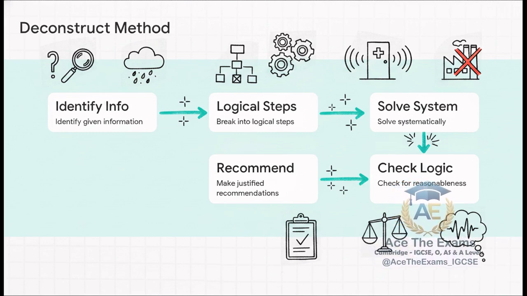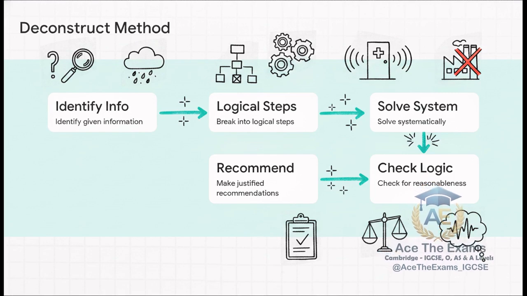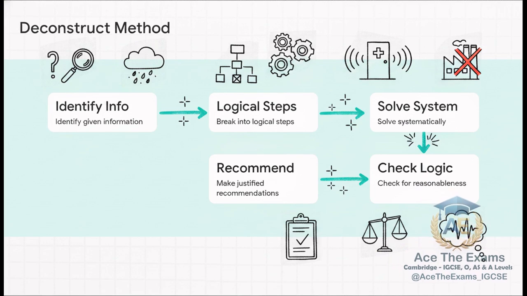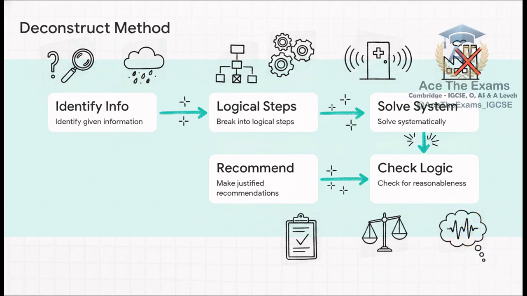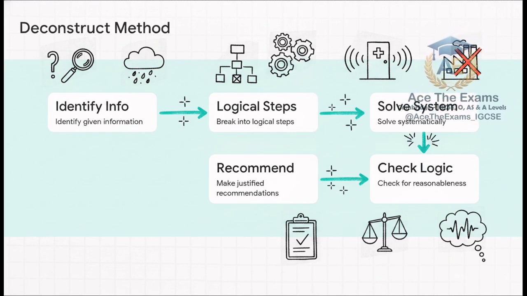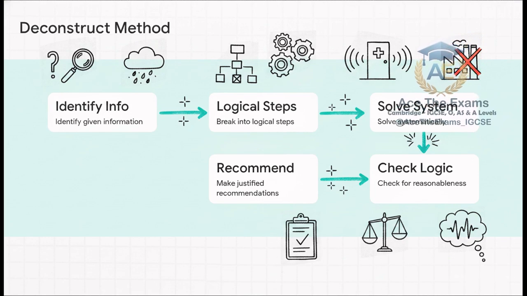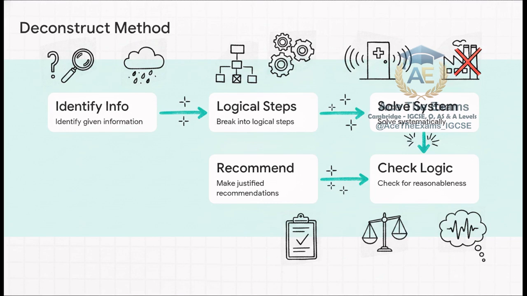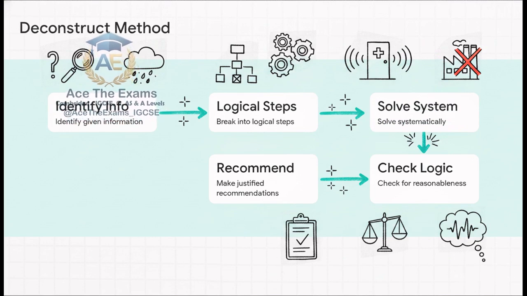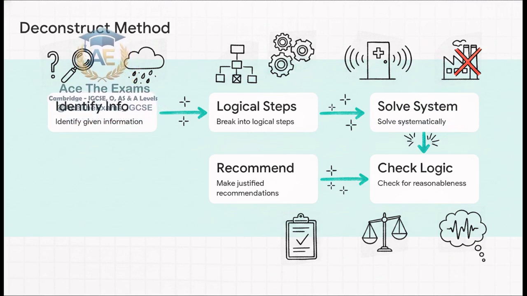Step 3. Solve systematically by selecting the correct sensor. For example, choosing a passive infrared sensor instead of a touch sensor for a highly hygienic hospital door where you want to avoid physical contact. Step 4. Always check for reasonableness. Would a sound sensor actually work reliably in a factory where heavy machinery is running? Probably not, right? It would trigger constantly. And finally, Step 5. Make justified recommendations based on your analysis. Using this framework guarantees you are hitting every single cognitive domain that the exam demands.